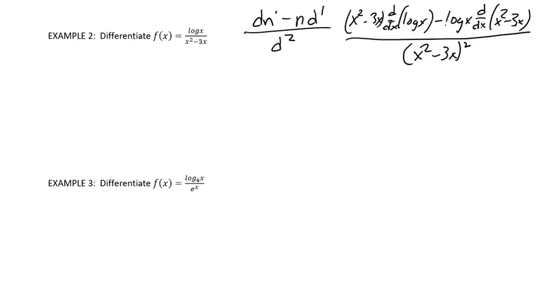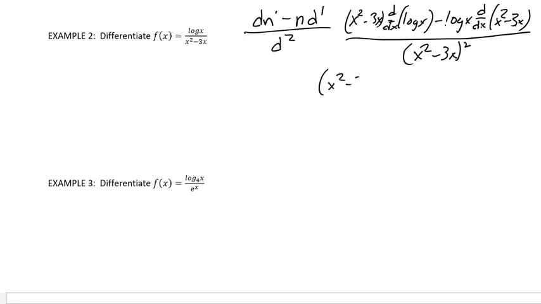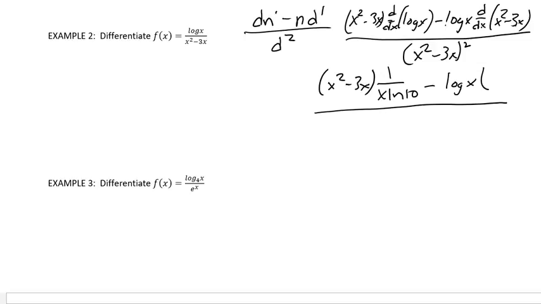Alright, so let's simplify and get our derivatives in here. We got x squared minus 3x, and the derivative of the log of x is 1 over x times the natural log of 10, which of course is the base, common log, minus the log of x times the derivative of x squared minus 3x, which is 2x minus 3, all over x squared minus 3x, quantity squared.